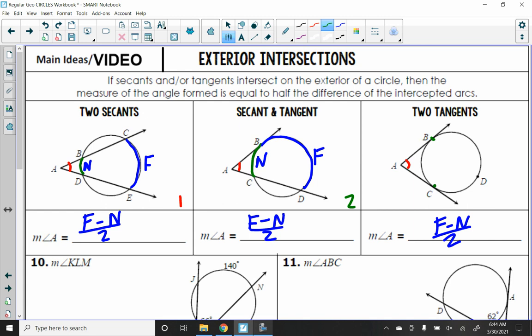Now this one's a little weird because you're actually going to use the entire circle here. There's your far, and this bigger arc in blue is your far. The green one's your near. So on examples like this, you're actually going to be using the whole circle.